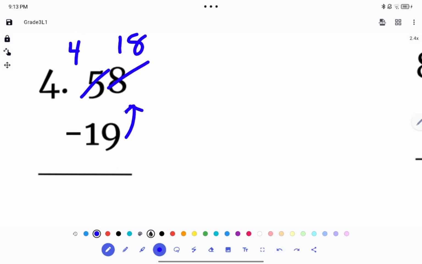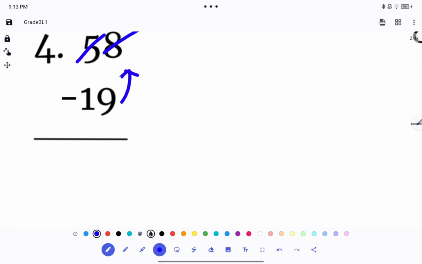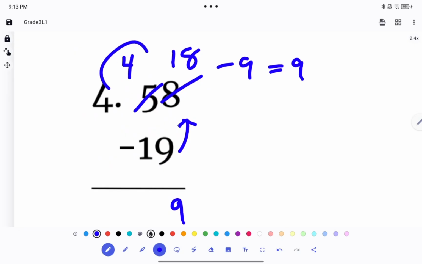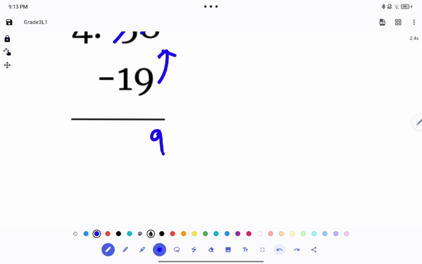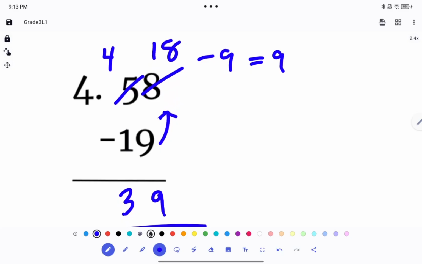So 18 minus 9, that's equal to 9. Now we have this 4 minus 1 all in the tens column, which makes it really 40 minus 10, but you don't need to worry about that since it's already all laid out for you. So 4 minus 1, 3, 39. Final answer. Check with addition on your own now that I've shown you how to do it.